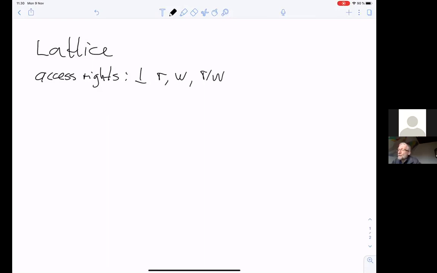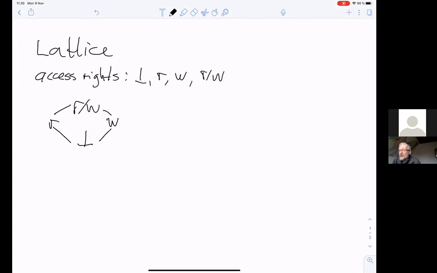Okay, so I want to draw a diagram now that shows how these different rights compare to each other. Which right is more than another right. It's kind of obvious that being able to do nothing is the least you can have. Being able to do both is the most you can have. And it's also clear that being able to read is more than being able to do nothing. And being able to read and write is more than being able to only read. And similarly for write, there's also this relation.